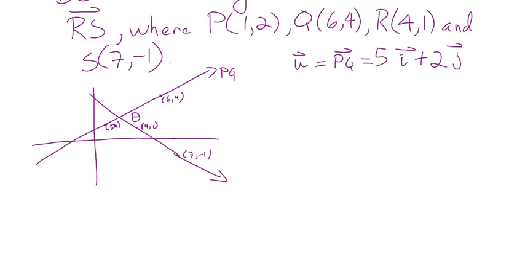Vector W equals RS. And what's RS? Are we doing RS or SR? RS. Okay, so 3i minus 2j.